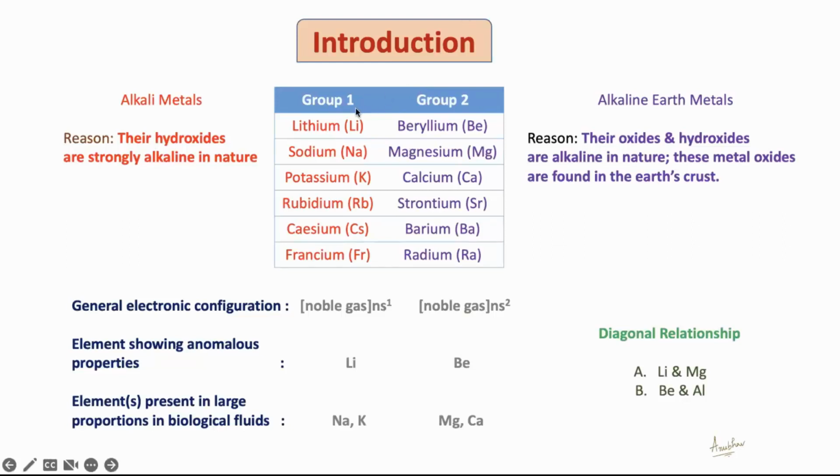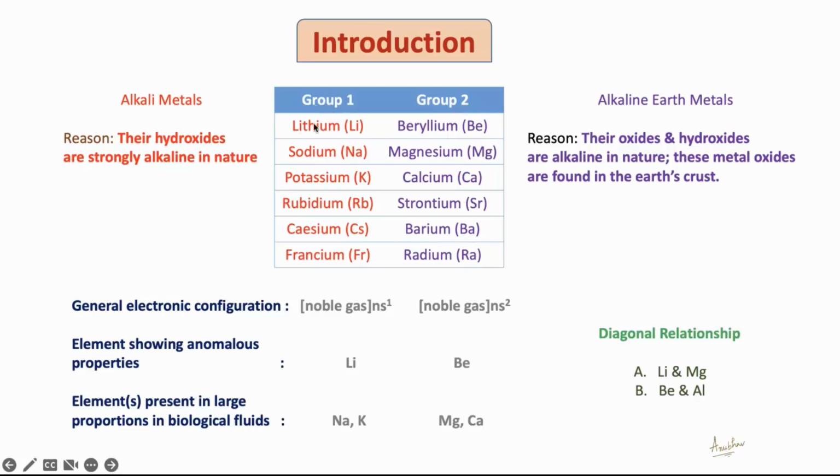In group 1, the elements are lithium, sodium, potassium, rubidium, cesium, and francium. So this is the down the group trend. From lithium to francium, the size actually increases. So in any group in the periodic table, from top to bottom, the atomic size or the ionic radii of the elements increases. The group 2 elements are beryllium, magnesium, calcium, strontium, barium, and radium. So here also from beryllium to radium, the size actually increases.